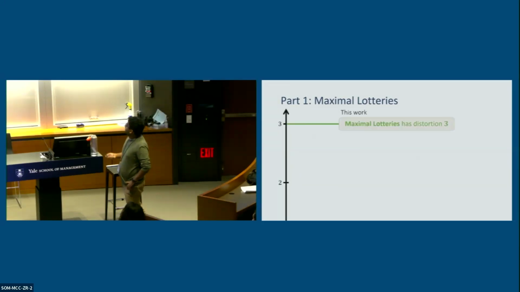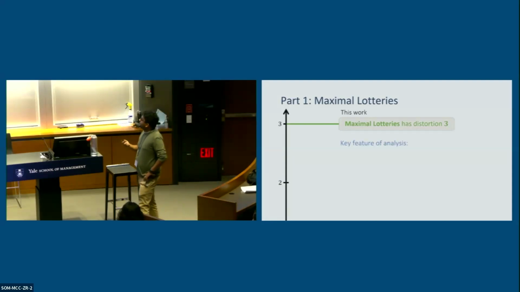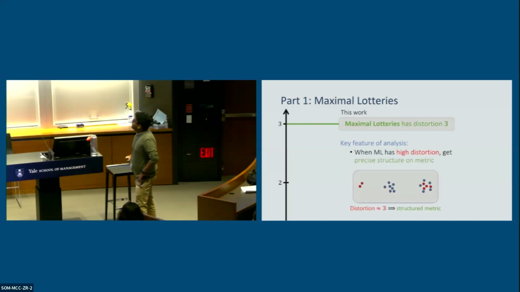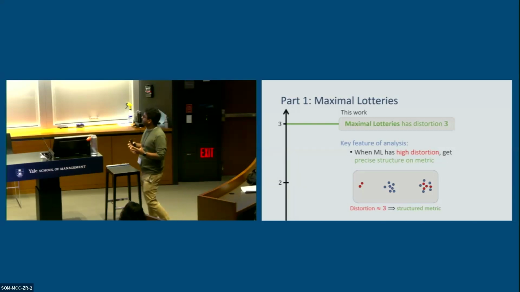And so what we show is that, kind of like random dictator, maximal lotteries has distortion 3. And the key feature of our analysis is that we show that when maximal lotteries has high distortion, you can actually get a very precise structure on the metric. And so if the distortion is close to 3, you get some precise structure. And so the idea is to come up with a different voting rule that performs particularly well in these structured instances. And then by putting the two together, you can get better than 3.